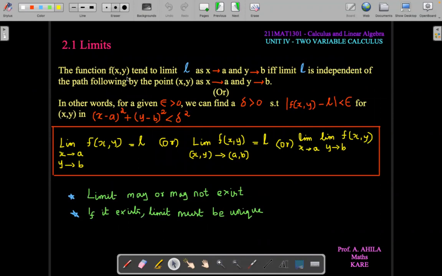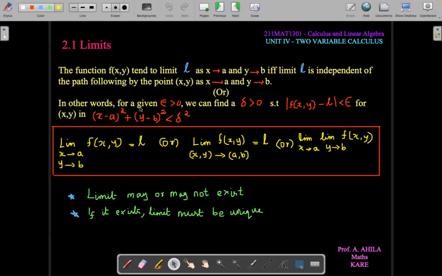So the function f of x comma y tends to limit L as x tends to a and y tends to b if and only if limit L is independent of the path followed by the point x comma y as x tends to a and y tends to b. So whenever the point x comma y tends to the point a comma b, x comma y is any random point in a curve. So when it tends to a comma b, we get the function tends to value L. Then L is called the limit of the function, and we say the limit exists.